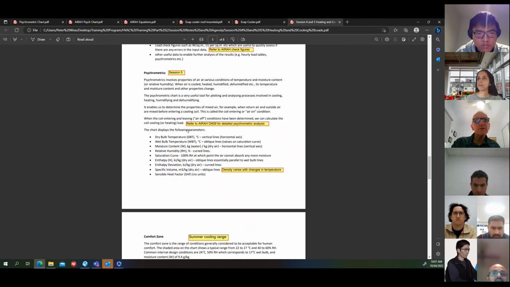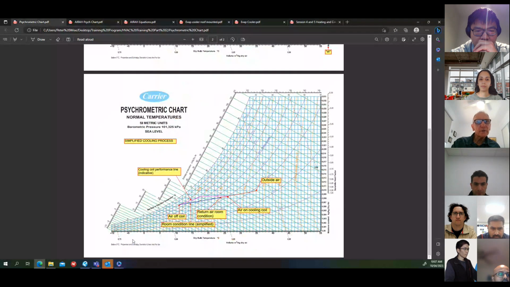Firstly, I suppose we should just run through what parameters are shown on the psychrometric chart. There's dry bulb temperature, which are vertical lines. I probably should put the chart up so we can just work through it. So along the bottom axis here is the dry bulb temperature with vertical lines going up. The colour charts are handy because it's easier to see different things. Wet bulb temperatures, I'm sure you've all heard of dry bulb and wet bulb temperatures. Wet bulb temperatures are these green lines going obliquely across the chart.